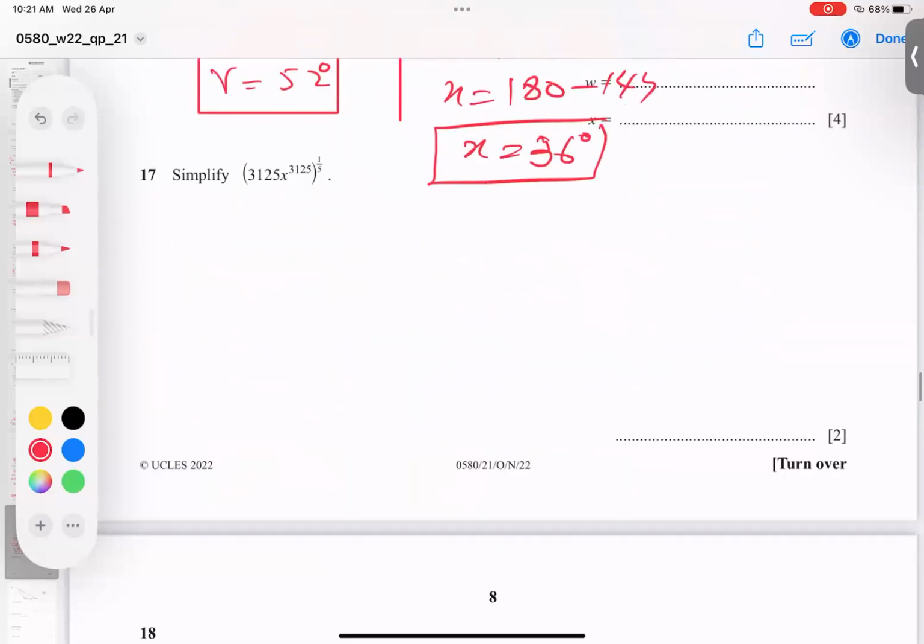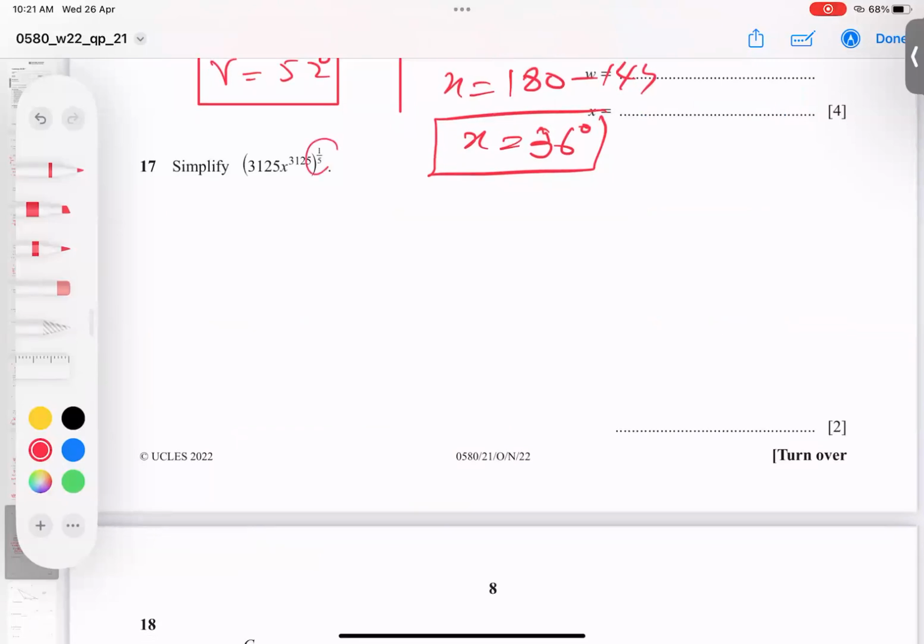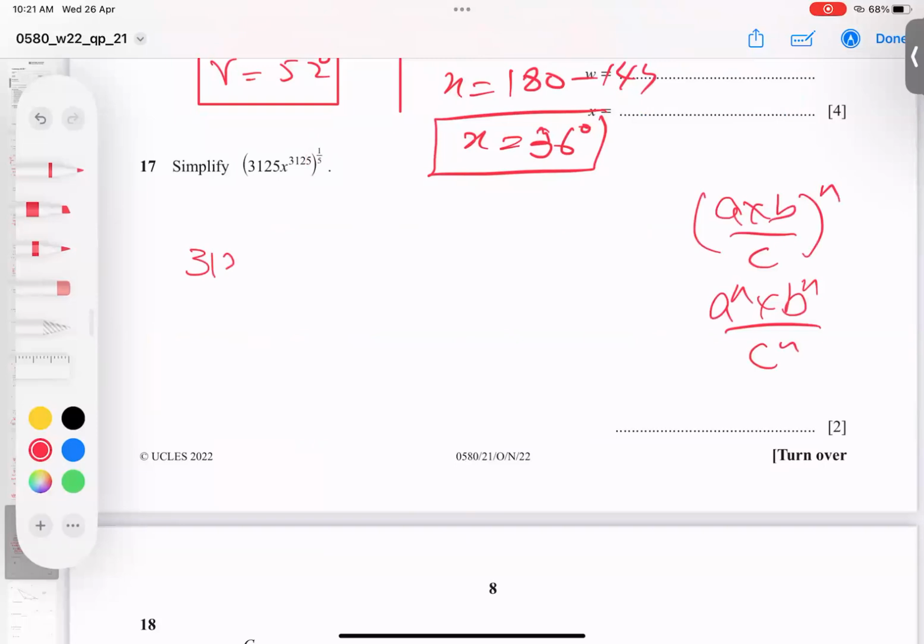Okay. Let's talk about question number 17. This power will distribute, for example, if A into B by C power n. In multiplying and dividing, this power will distribute to each value. Plus and minus is not possible. So 3125 and power 1 by 5, x to the power 3125 and power 1 by 5. I believe there's nothing hard up till now.